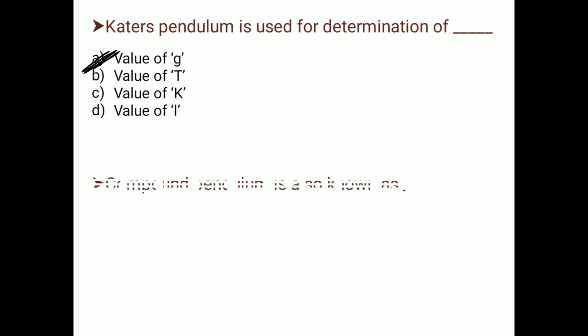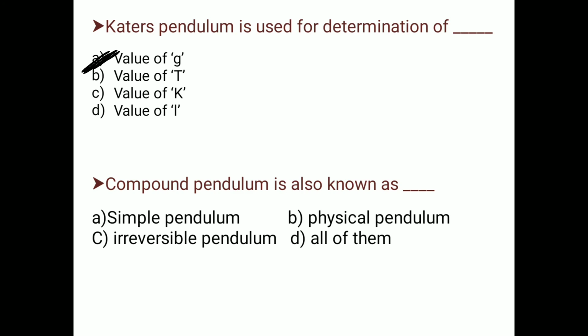Now see the fourth and last question, that is, compound pendulum is also known as. What is another name of compound pendulum? So see the options. First is simple pendulum, second is physical pendulum, third is irreversible pendulum, and fourth is all of them. So a compound pendulum is obviously not a simple pendulum, because these are two different types of pendulum.